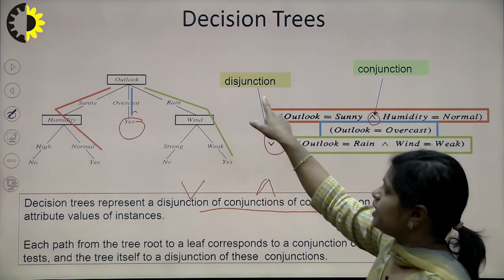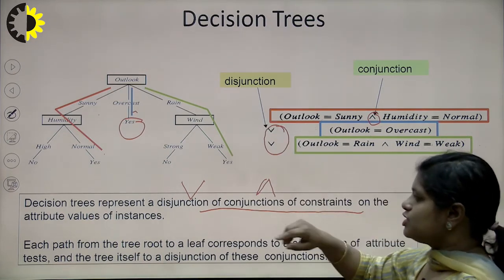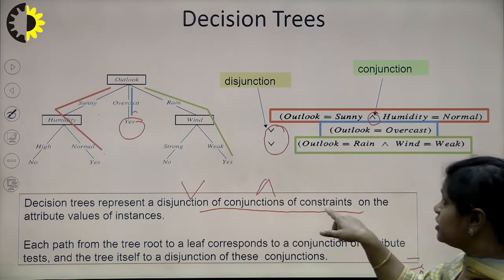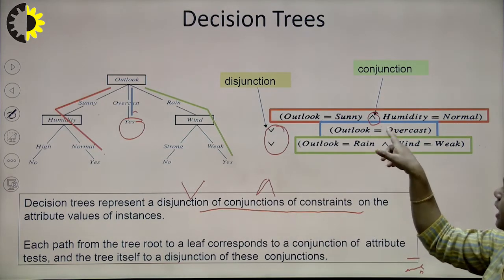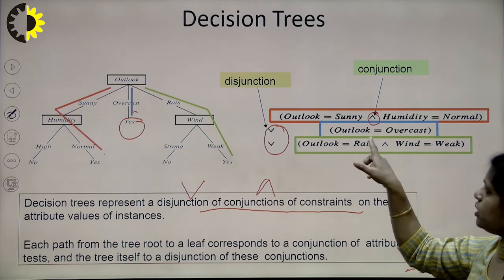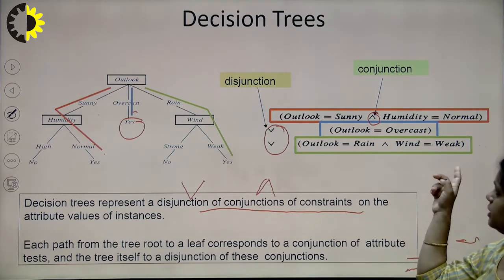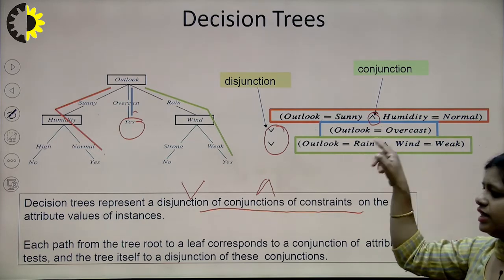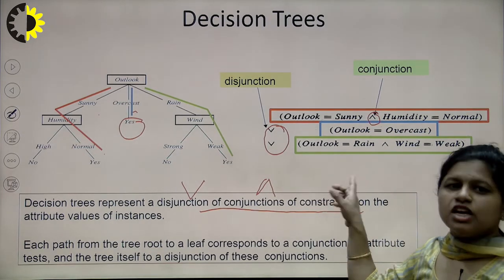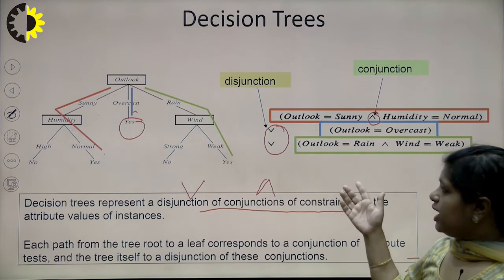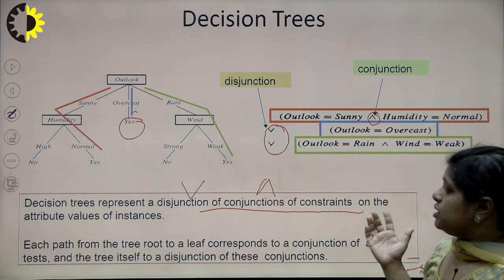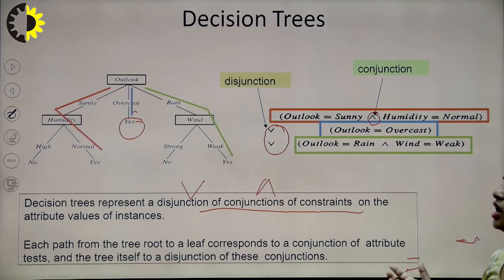So this OR operator is known as the disjunction. So this is the disjunction of conjunctions. So outlook equal to sunny and humidity equal to normal, or outlook equal to overcast, or outlook equal to rain and wind equal to weak. In that case we have the answer yes. So in this way we can represent a decision tree as a disjunction of conjunctions of constraints.